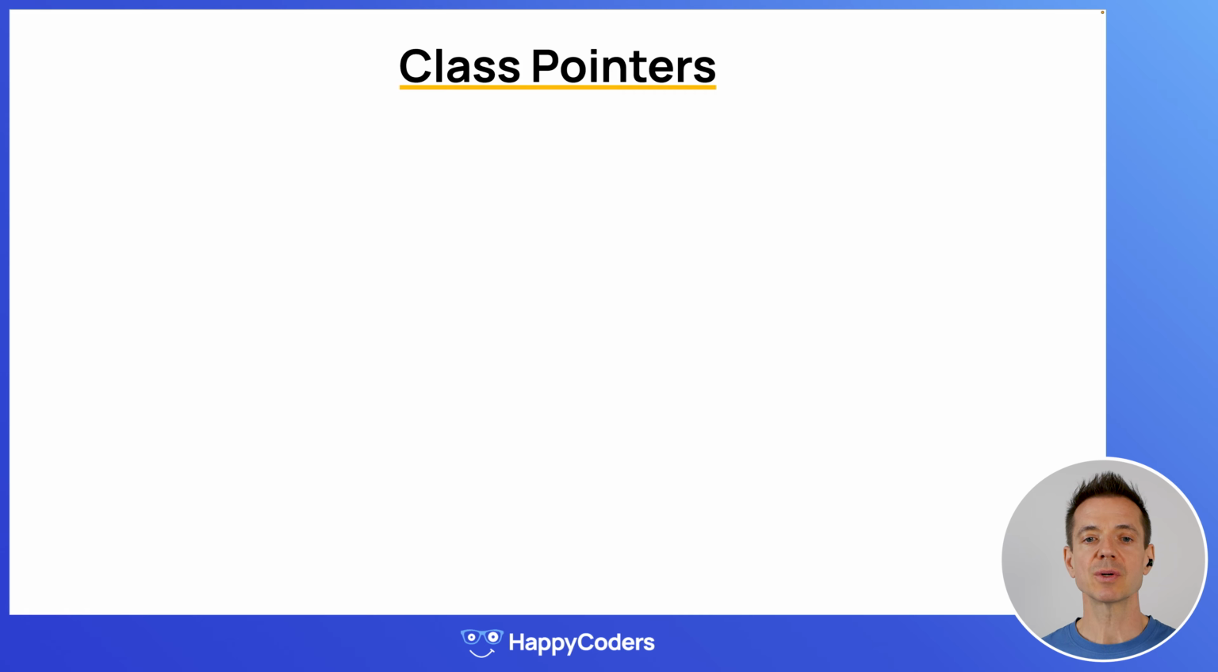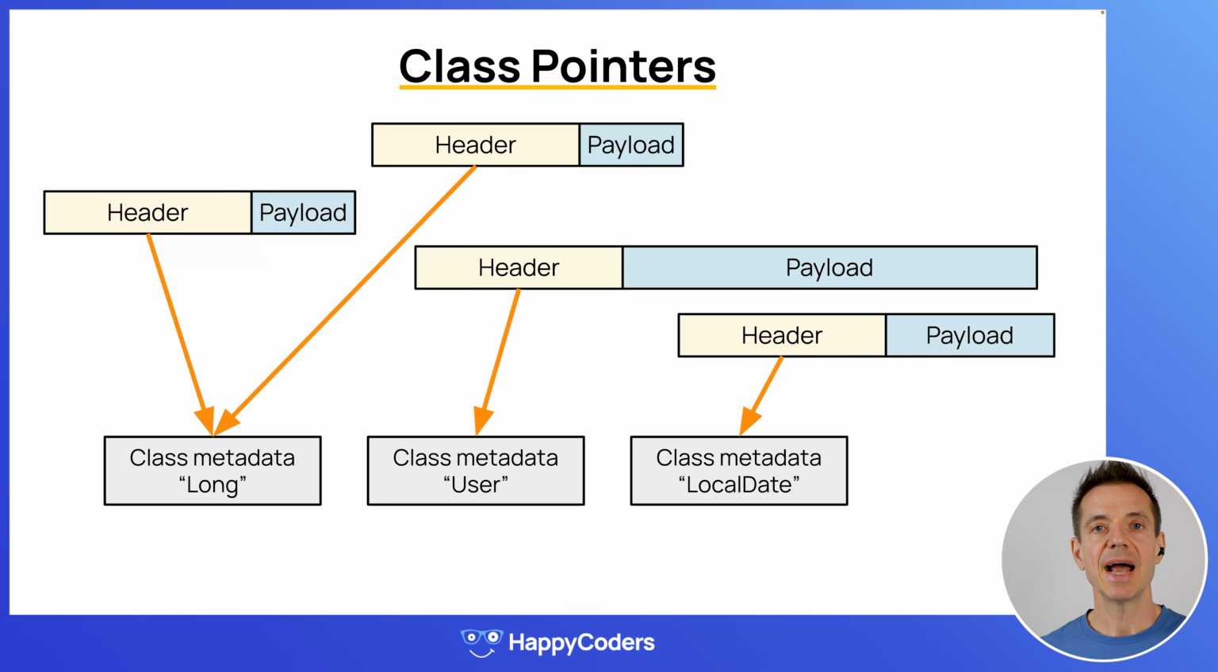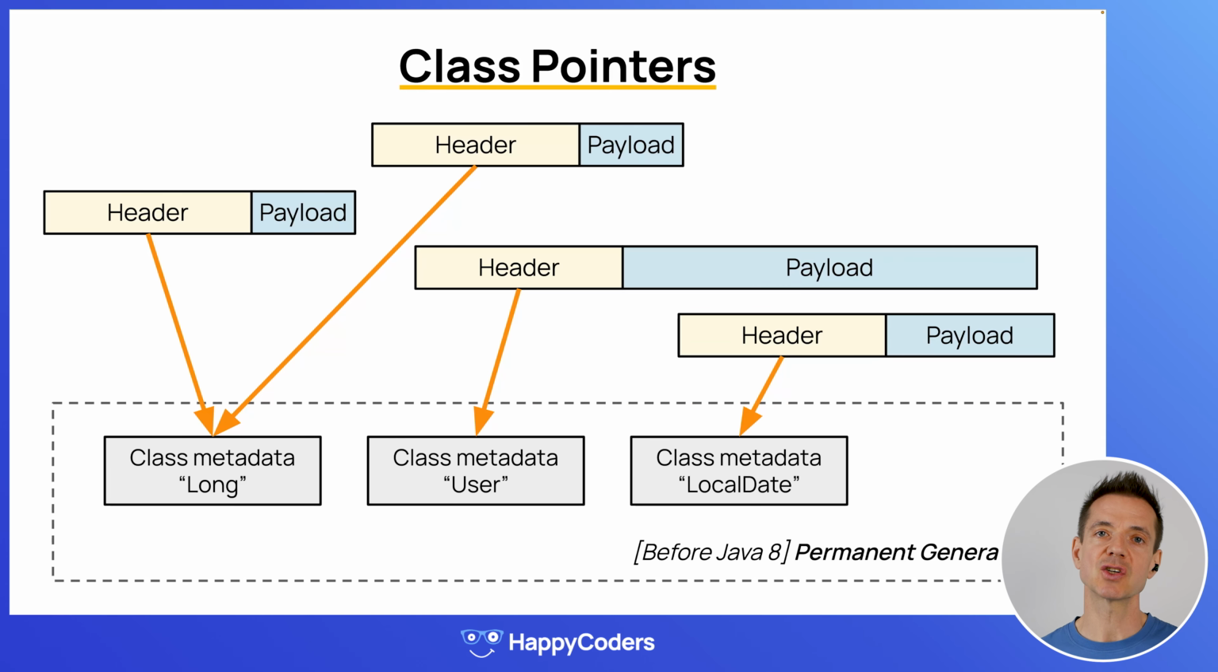When classes are loaded, they are stored in memory in the form of so-called class metadata. The header of every object contains a pointer to the metadata of that object's class, so that at runtime the JVM knows which class an object belongs to. A long time ago, up to and including Java 7, these class metadata objects, together with other metadata, resided in the so-called permanent generation on the heap.